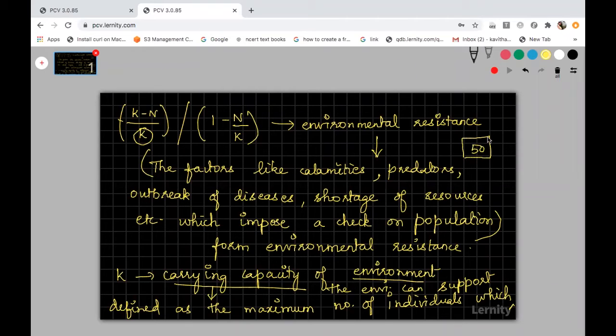Similarly, you have carrying capacity for each and every environment. So the maximum number of individuals which the environment can support, that is what we call the carrying capacity of the environment, which can be represented by the letter K. So this is what we discussed that day. And I just want to tell you some three components. The carrying capacity of the environment depends upon three components.